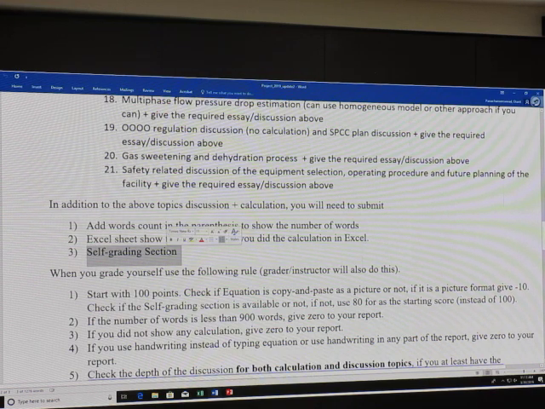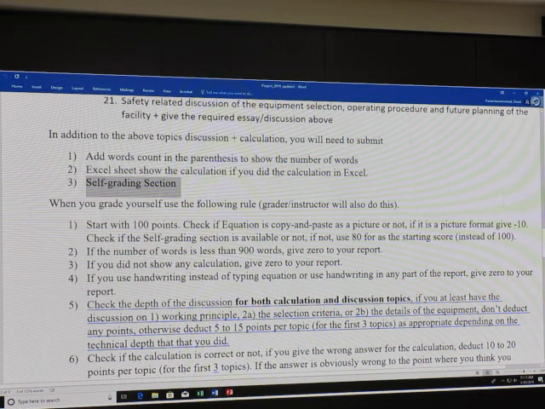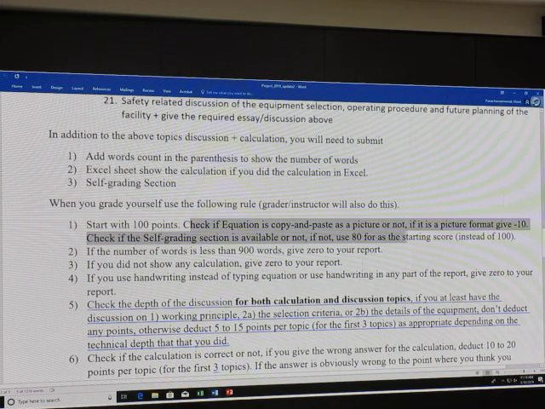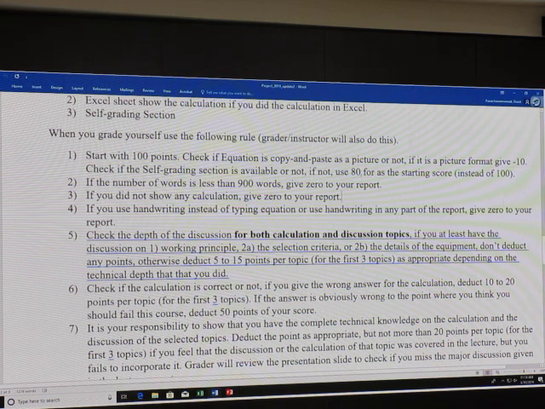Self-grading section. So this time you don't grade your friend, you just grade yourself. How do you grade yourself? Use the following rule. Start with 100. Check if the equation is copied and pasted as a picture or not. If it is in picture format, give minus 10. Check if the self-grading section is available or not. If not, use 80 as a starting score. If you don't do self-grading, you get 80.